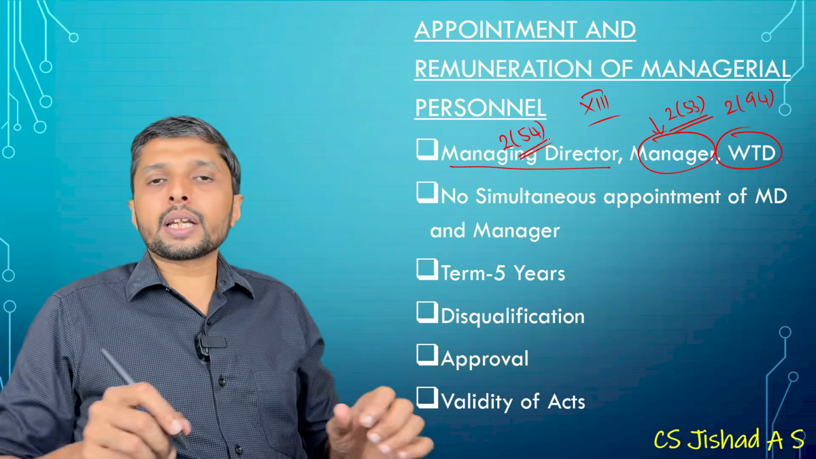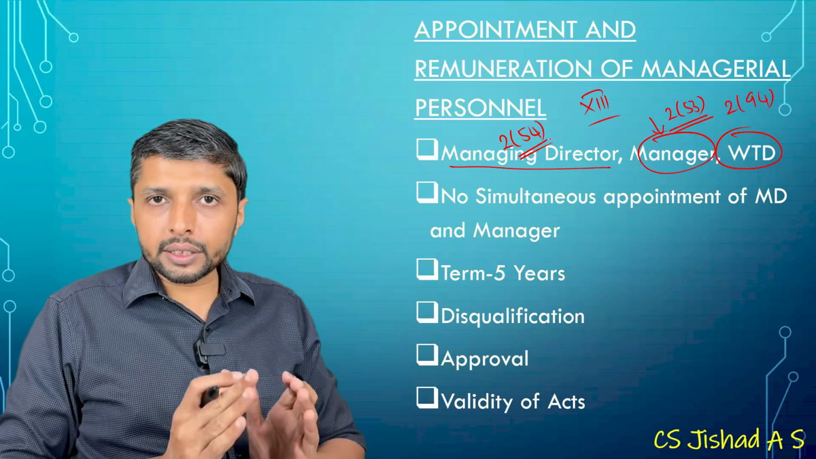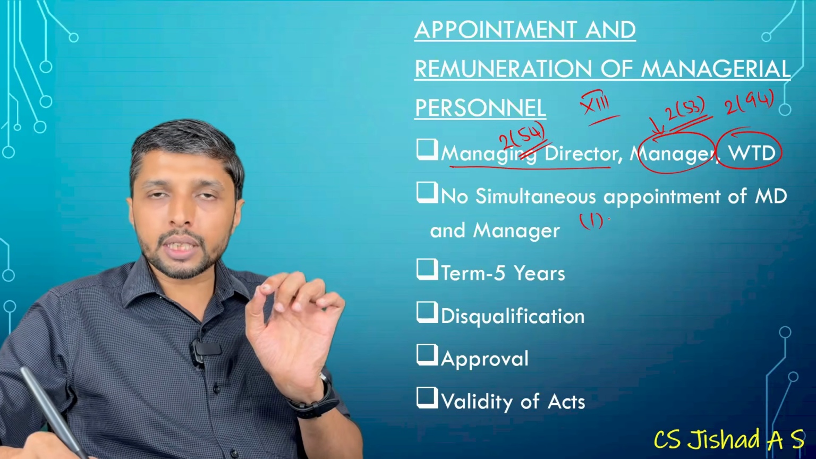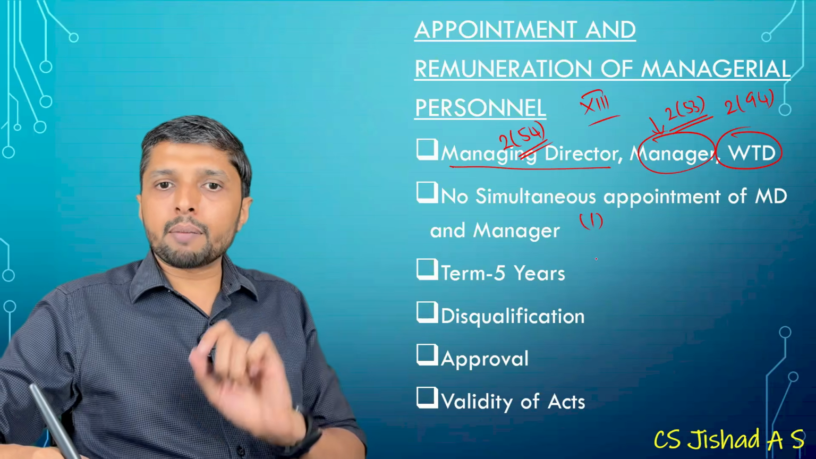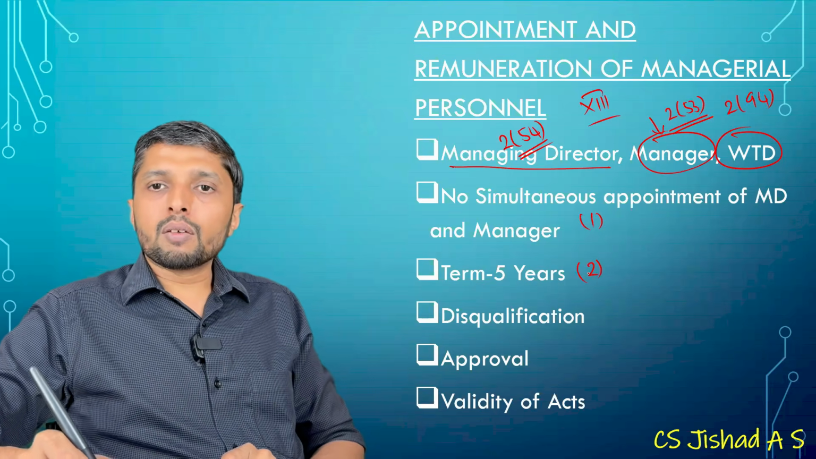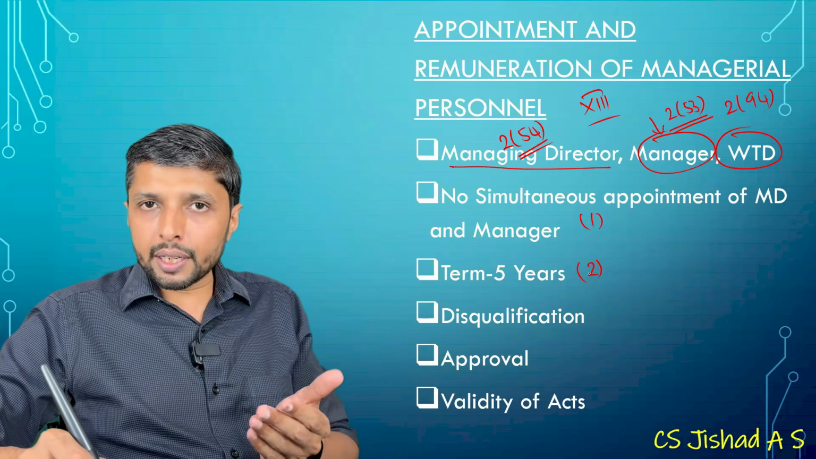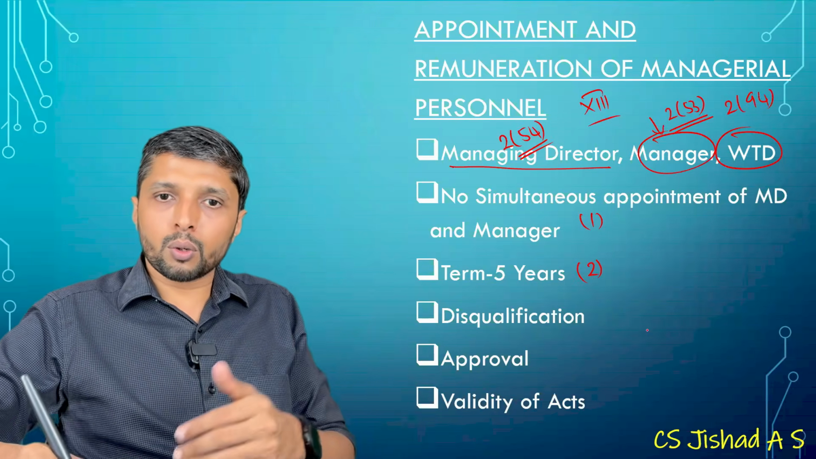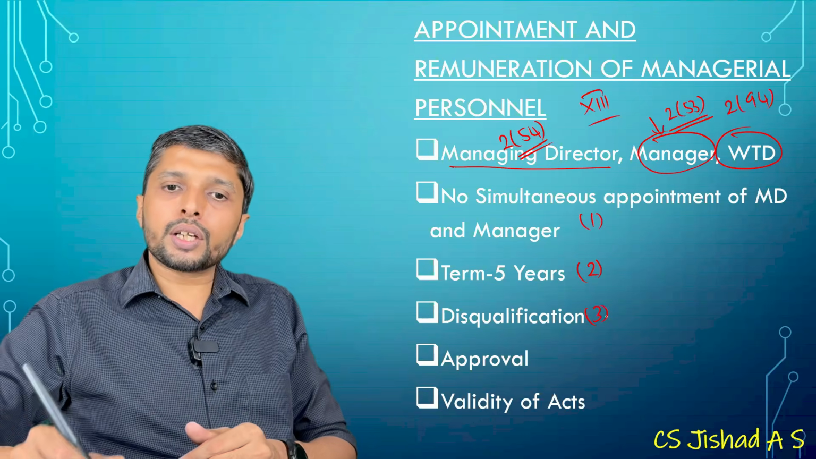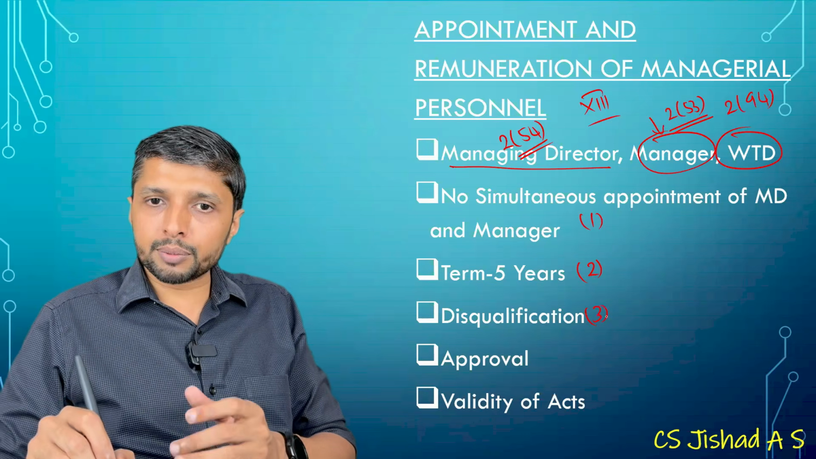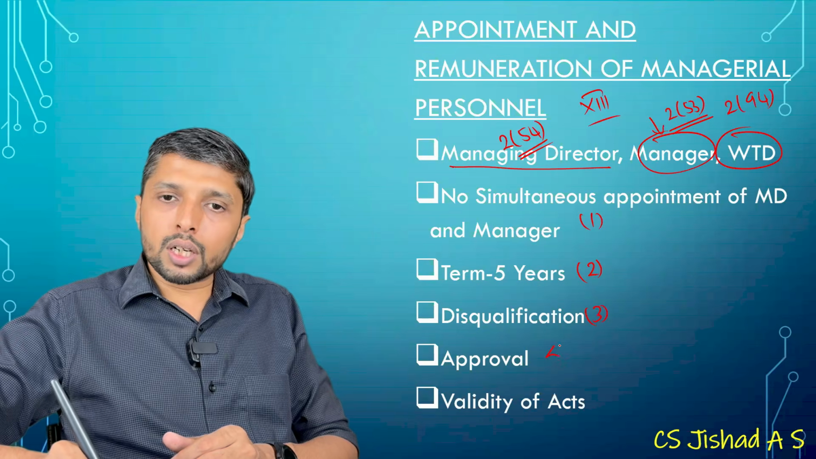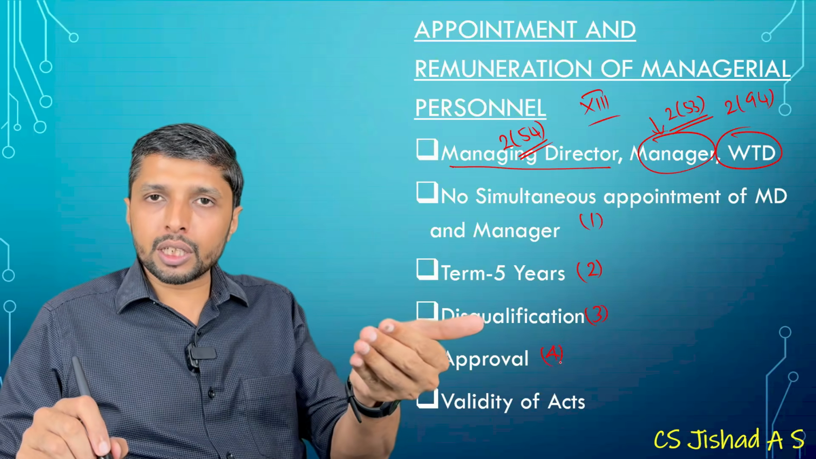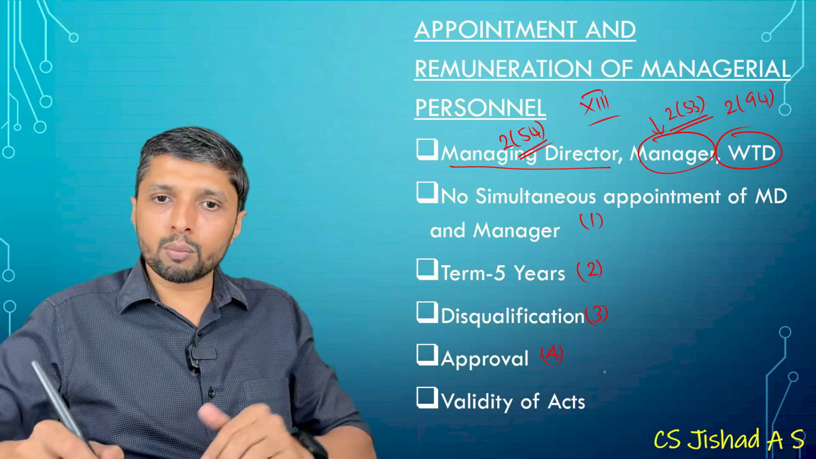Okay, the provision related to appointment is specified in section 196. Section 196 subsection 1 specifies that there is no simultaneous appointment of MD and manager. Their term will be for 5 years. They can be reappointed. Reappointment can be made earlier also, but not before the 4th year. Then we have disqualification, which is specified under 196 subsection 3. Approval of the board is required for appointment, and members will have to approve the appointment in the general meeting, which is conducted immediately after the board meeting.